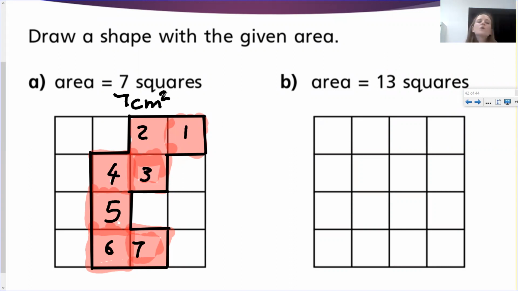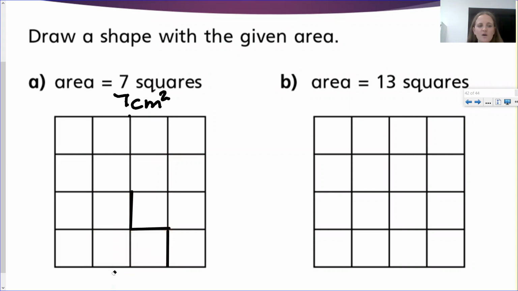Okay, so what I would like you to do is do question A for yourself and question B. Complete them yourself, and then we will be moving on. So pause the video now and complete question A and question B.